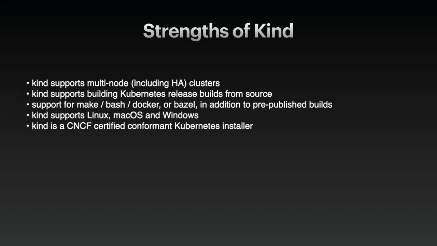So the kind cluster's resources are shown here. Kind supports multi-node, including HA, which stands for high availability clusters. Kind supports building a Kubernetes release build from source. It supports make, bash, docker, or bazel, in addition to pre-published builds. Kind supports Linux, macOS, and Windows. That's pretty much everything. And Kind is a CNCF, Cloud Native Computing Foundation, certified conformant Kubernetes installer.